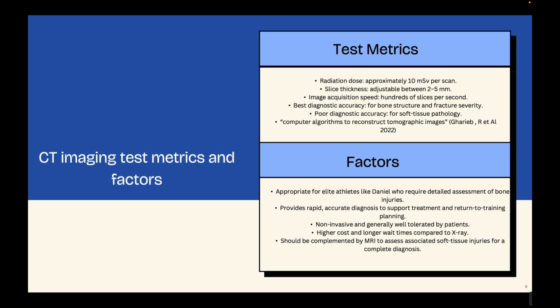CT imaging test metrics and factors. CT scans use computer algorithms to reconstruct tomographic images, enabling precise multi-slice imaging. From a practical and patient-centered perspective, a CT scan is appropriate for Daniel due to his elite athlete status, as it provides a quick and detailed assessment of his fracture and assists in creating an accurate return to training plan. However, because CTs cannot effectively assess soft tissue injury, Daniel's tibialis posterior insertion tendinopathy would require an additional imaging modality such as an MRI for a complete diagnosis.